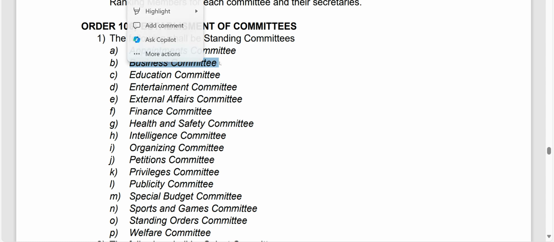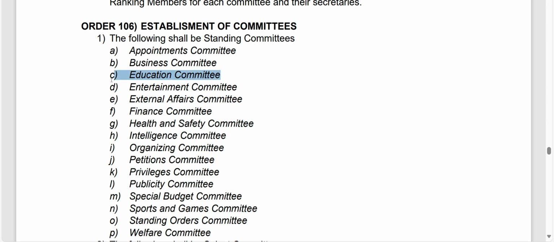Business Committee is chaired by the Majority Leader, and some chairpersons are also part of it. They prescribe businesses and motions for a sitting. Education Committee, you understand, is chaired by any youth MP, and it's for education. It talks about education. Entertainment Committee for entertainment of the House is chaired by any youth MP.